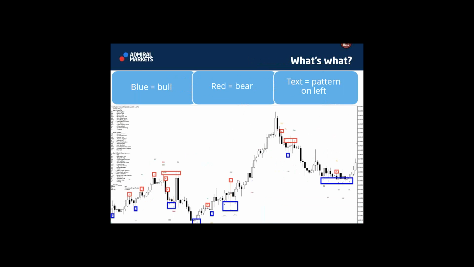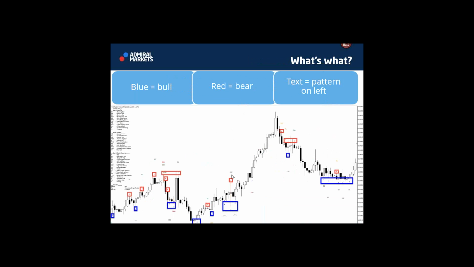So what do all these buttons mean? Well, blue basically is below the candle. That means that it's a bull candlestick pattern. Red is a bear candlestick pattern and will be above the candle. And the text is on the left of the chart. So the text is basically explaining what kind of candlestick pattern it is.